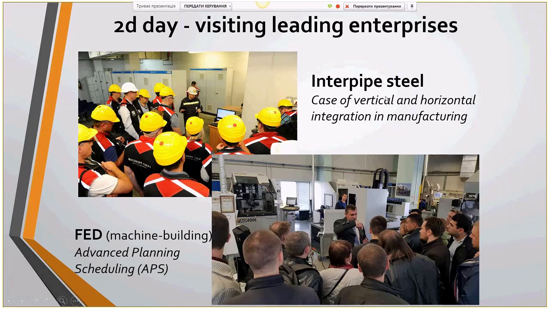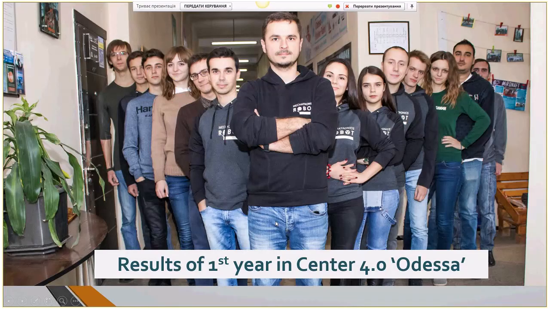And typically, we visit the best industrial enterprise in the region. For example, in the picture you see Interpipe Steel, and every time we consider not just an overview, but we look for real cases more or less connected to Industry 4.0. For example, at Interpipe, it was a case of vertical and horizontal integration in manufacturing. Here below, it's a machine builder enterprise in Kharkiv, where we considered a case of an advanced planning and scheduling system. So it's a typical scenario of today's event.